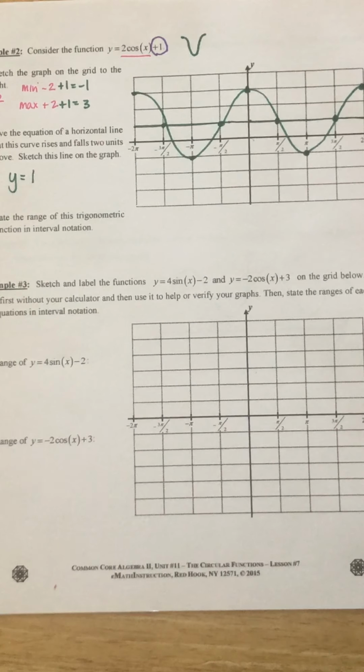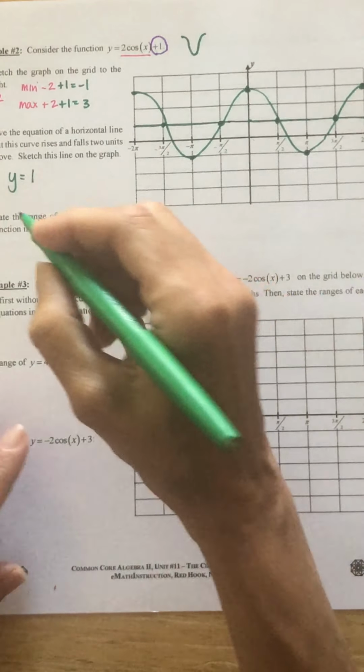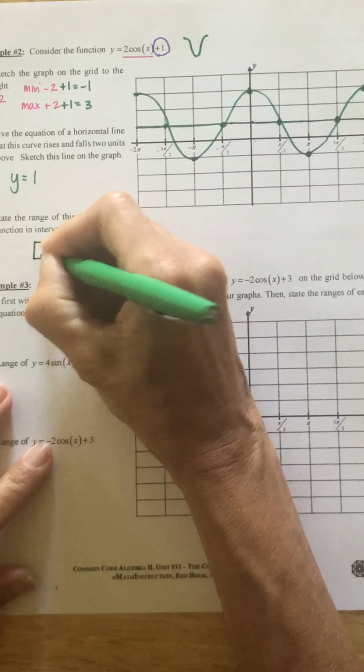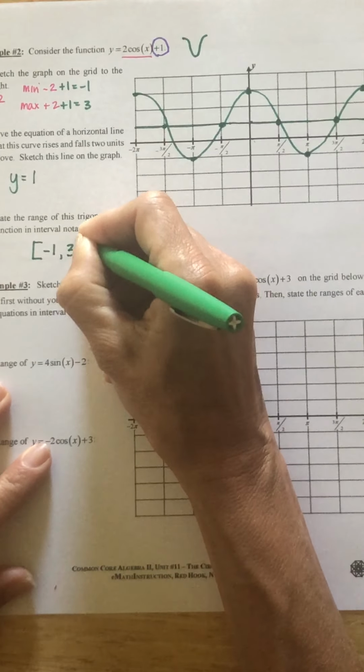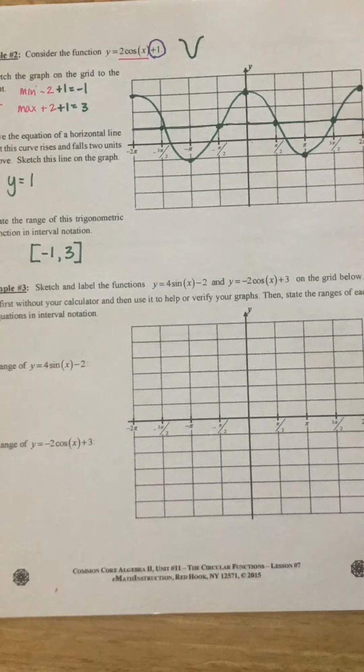Now, the range in interval notation. You have set builder notation, you have interval notation. Interval notation is the brackets and the parentheses. So this does hit -1 and 3. So you are going to have a bracket. My low is -1, comma, my high is 3. And I do hit 3, so I have brackets.